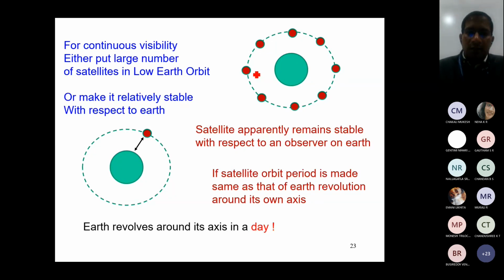The second option is to make it relatively stable with respect to Earth. That means this particular satellite will become relatively stable. Suppose this is our ground station. What is relatively stable? You know what is relativity? What is relative motion? What is relative velocity?